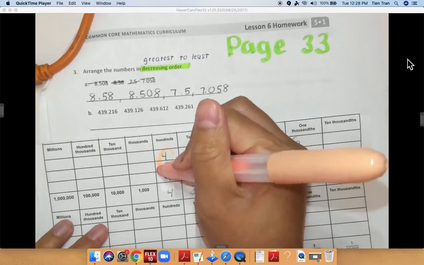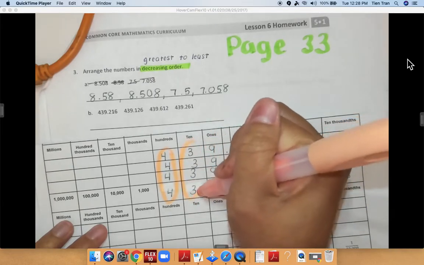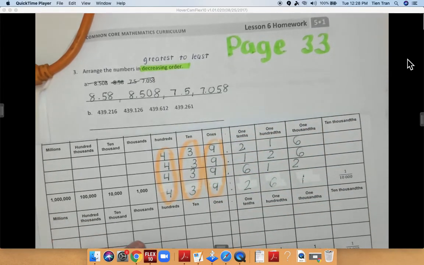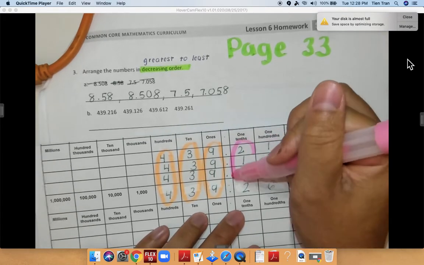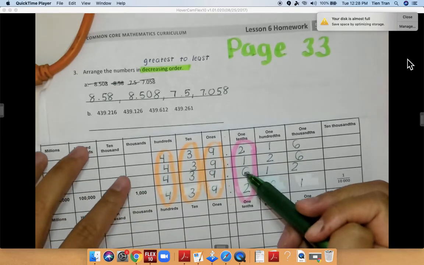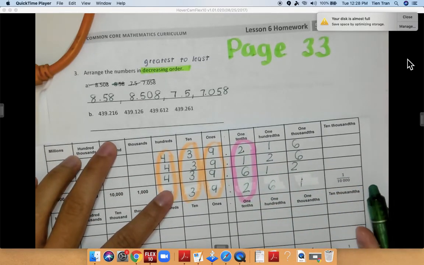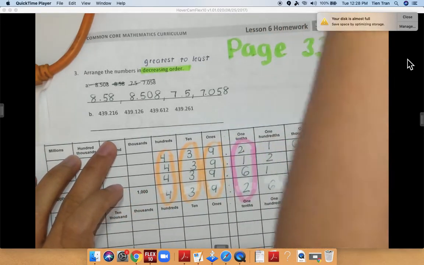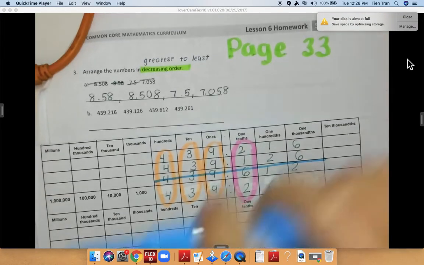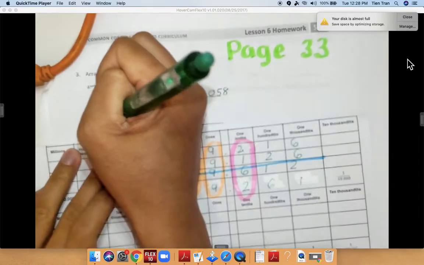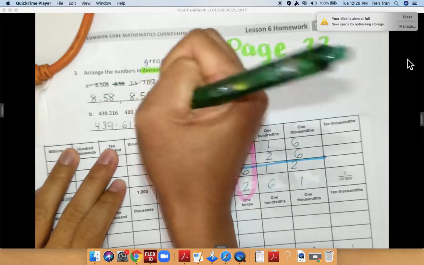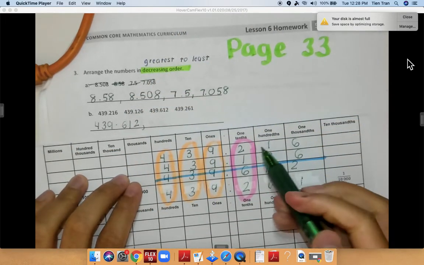All of these 4s are the same. All of these 3s are the same. All of these 9s are the same. Okay, that doesn't really help me. But if you look here, you notice that there is a bigger number. 6 is a larger number than all of them. So that one is going to go first. So now I can just cross it off, right? So I have 439.612, comma.